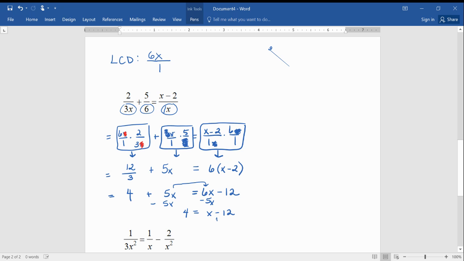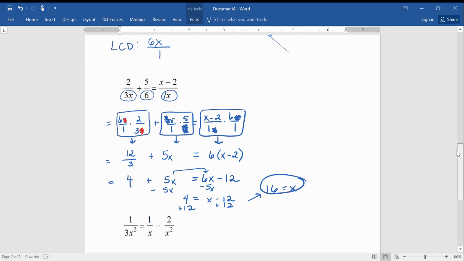Alrighty, now to get x by itself, we need to add 12. And that makes us end up with a 16. So there's your answer on that one. All right, LCD over 1 multiplied by each term. Let's do another one.